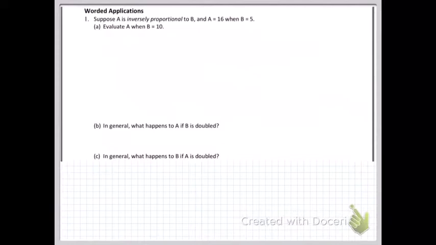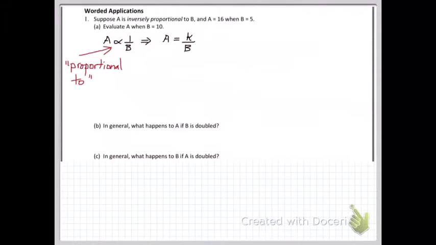A couple of worded applications. Suppose A is inversely proportional to B. So inversely proportional are words that tell us it's a reciprocal relationship. We've got two variables A and B. So that means that A is proportional to the inverse of B. A is proportional to 1 over B. That little sign reads proportional to.